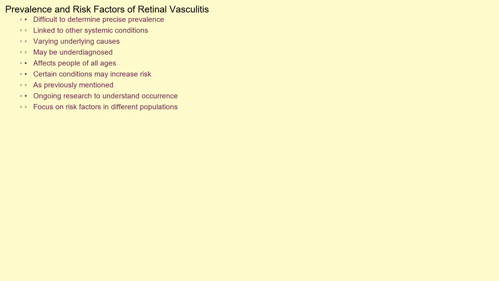Understanding how often retinal vasculitis occurs is difficult, as it's often linked to other systemic conditions. Its precise prevalence is challenging to determine due to the varying underlying causes and the fact that it may be underdiagnosed. It affects people of all ages, but certain underlying conditions, such as those we mentioned earlier, might predispose individuals to developing retinal vasculitis. Research is ongoing to better understand its occurrence and risk factors within different populations.